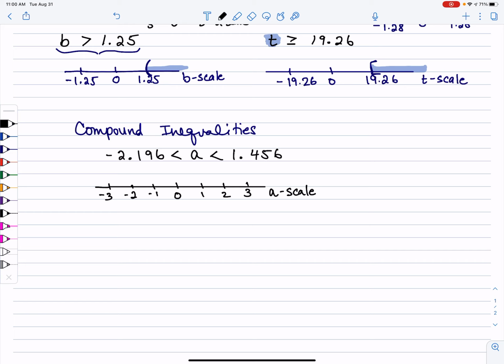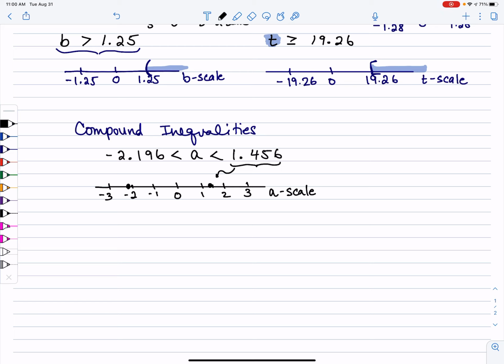Well, in order for us to graph 1 and 456 thousandths, let's see where 1.5 is. 1.456 will be slightly less than that, so I'm going to put it somewhere over here. So this is 1.456. Negative 2 and 196 thousandths will be somewhere over here.